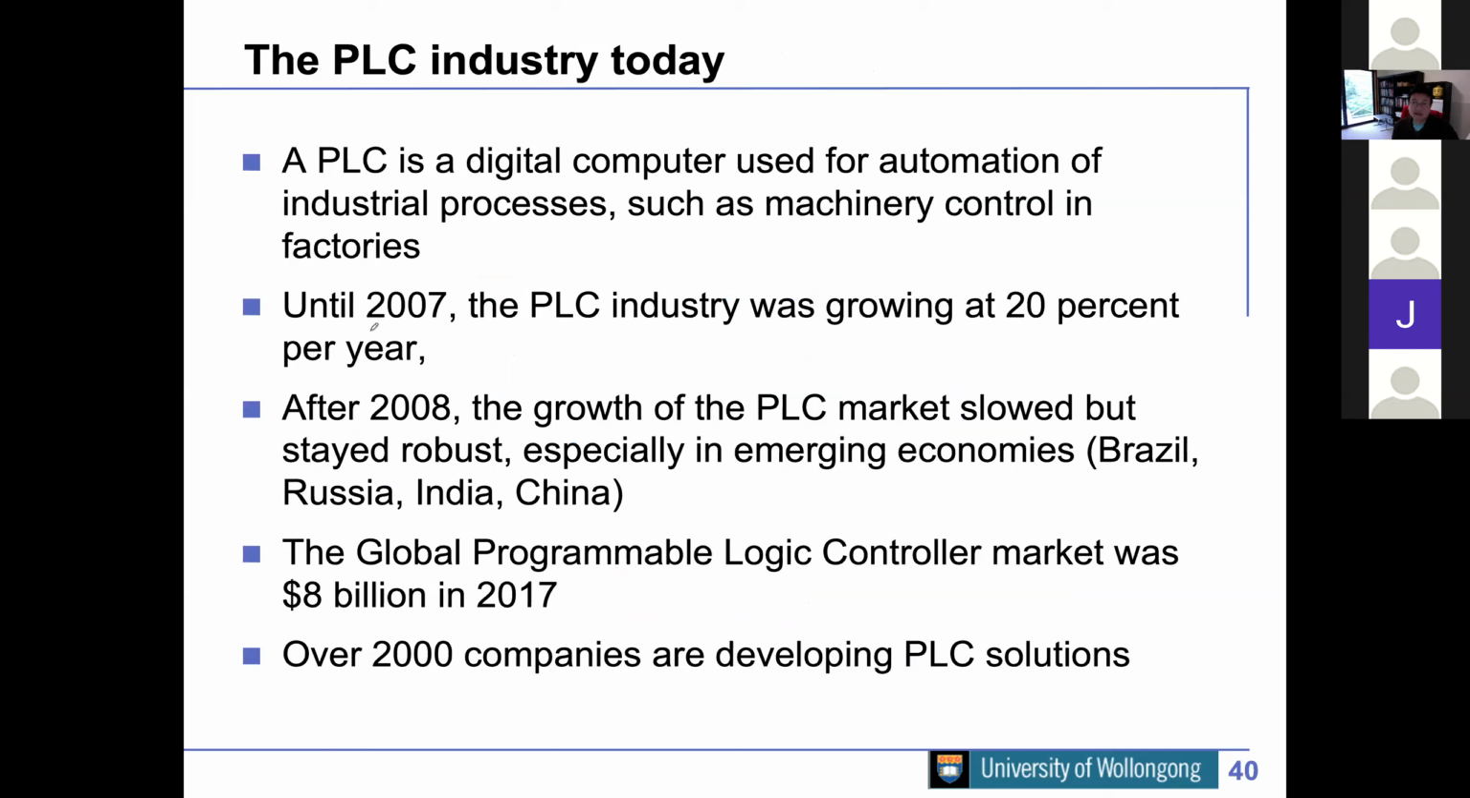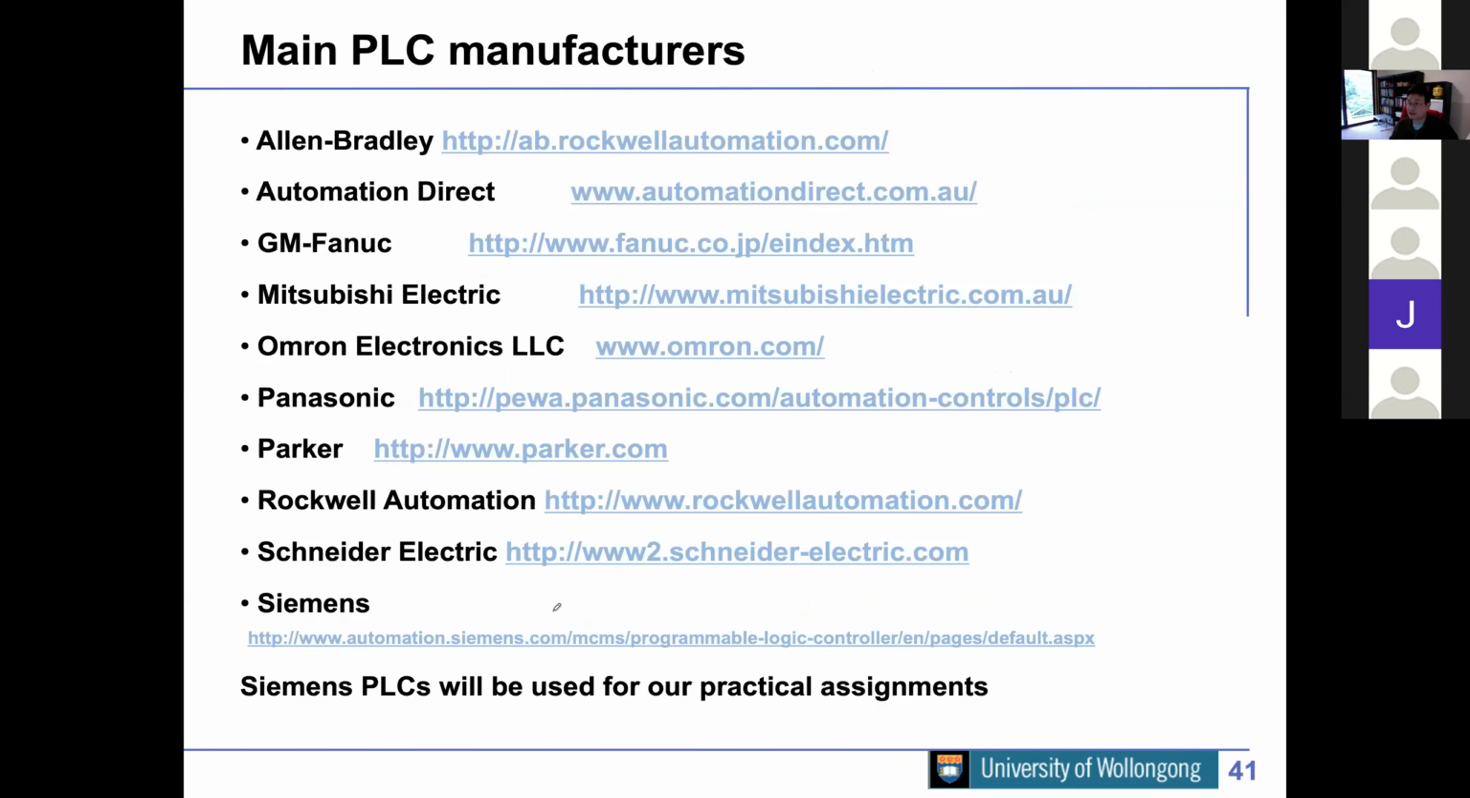So I think in 2007, or before the global financial crisis, the PLC market grew like 20% every year for a few years. After that, it slowed down a little bit, maybe growing 2 or 3% every year. In 2017, this is an $8 billion market. So you can imagine there are a lot of companies in PLC.